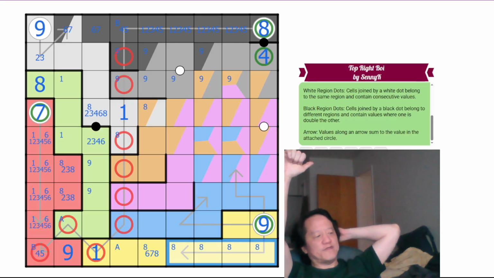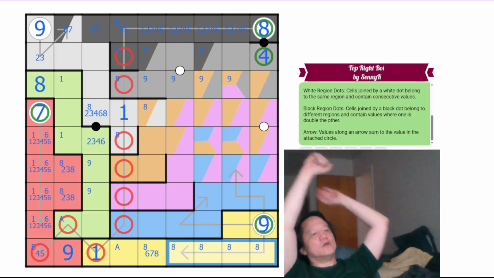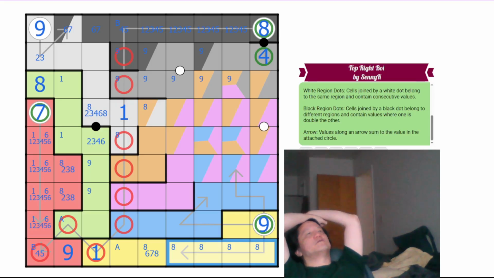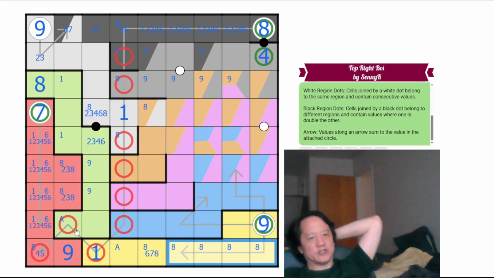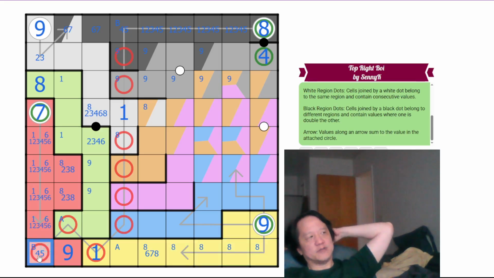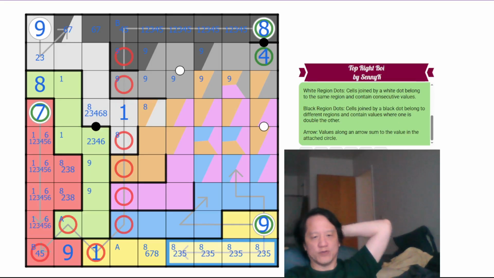What about 2, 4? 2, 4 gives us 12, so that means it has to be 5 and 7. But that would eliminate all possibilities for this. And then obviously 2, 4, 6, 6 doesn't work. And 2, 5 doesn't work then either. So this is guaranteed to be 2, 3 with either 5, 8 or 6, 7.